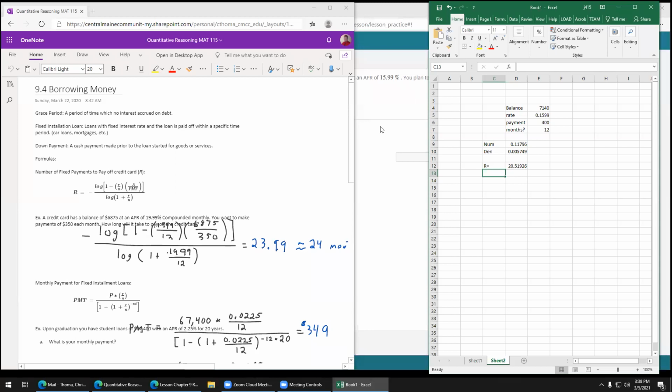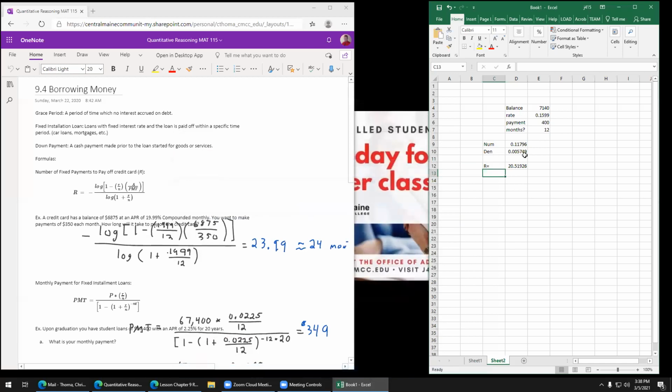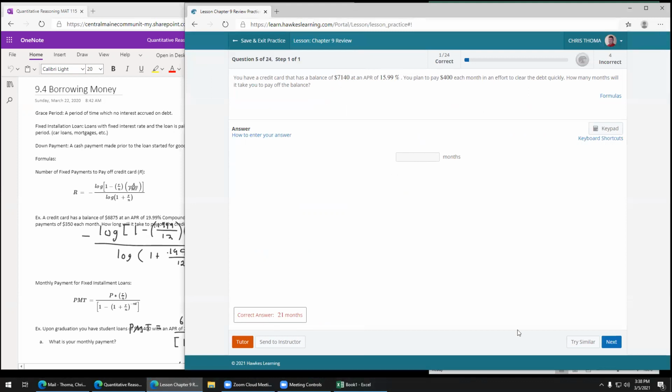So it's more than, what do you want us to round to? Yeah, so it's over 20 months. So it means we're going to have to make another partial payment. It won't be the full 400, but we'll make another partial payment to be our 21st month.